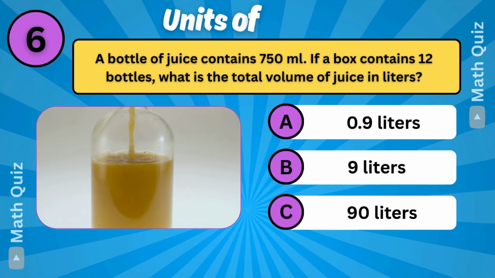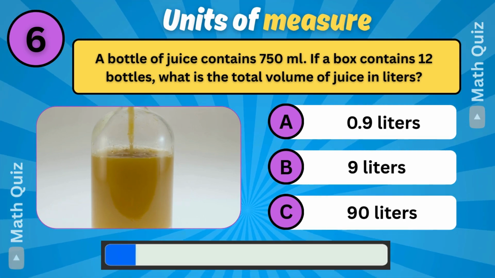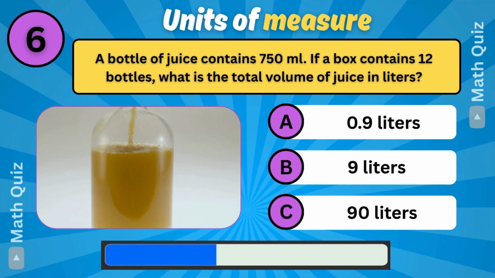6. A bottle of juice contains 750 milliliters. If a box contains 12 bottles, what is the total volume of juice in liters?